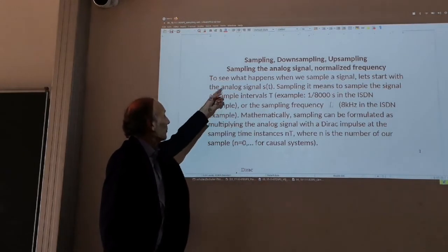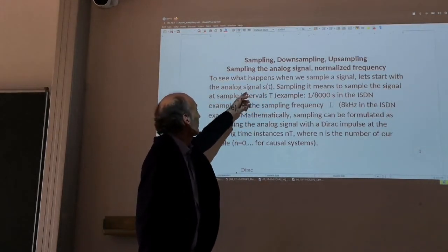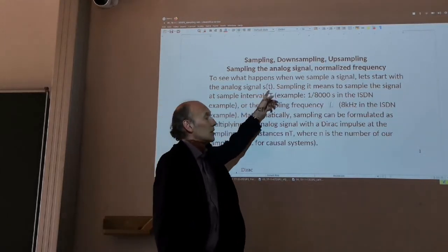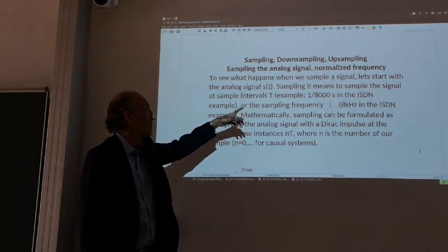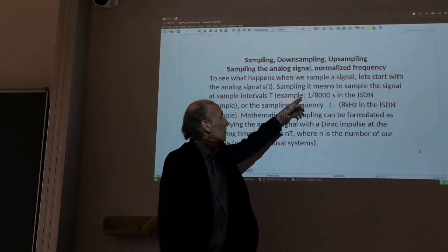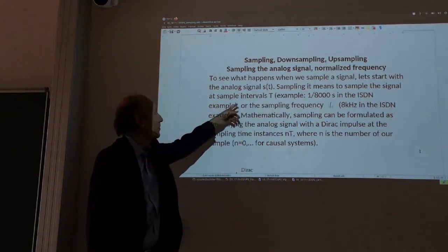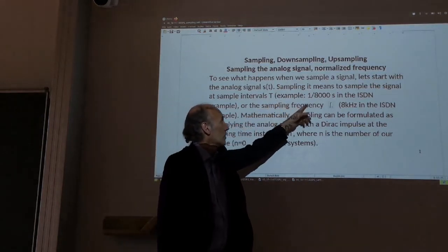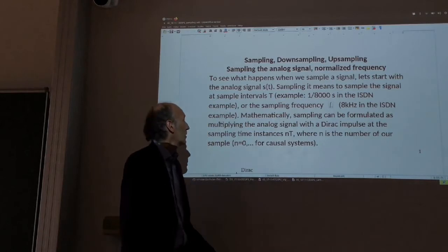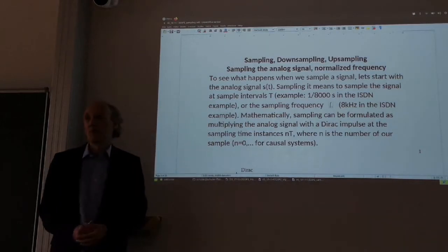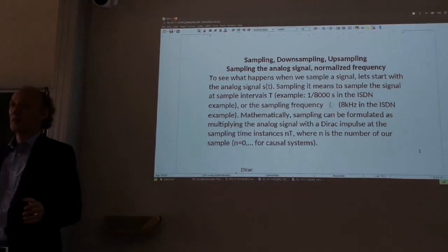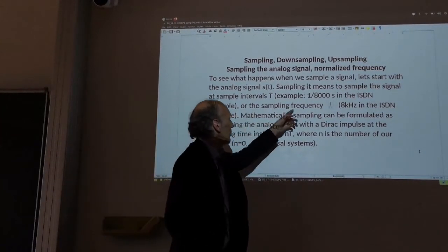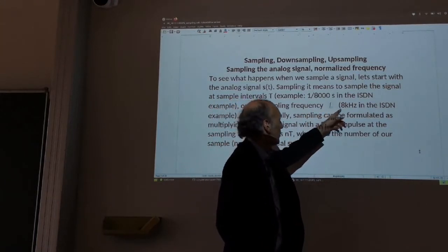Yeah. So to see what happens when we sample a signal, let's start with the analog signal s(t). So t in this case is a continuous time variable. Sampling means to sample the signal at sample intervals capital T. For instance, 1/8000th of a second in the ISDN example, which means you get 8,000 samples per second, which is not very much. Or sampling frequency fs of 8 kilohertz.